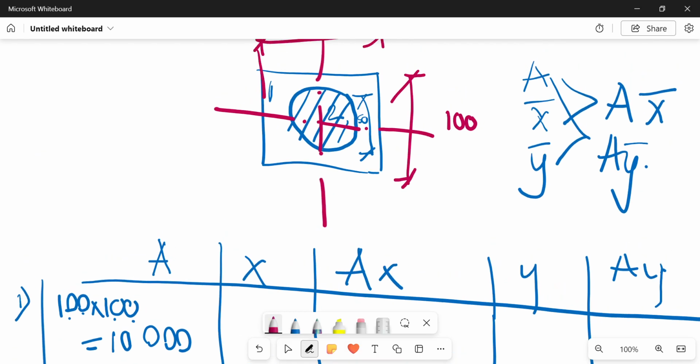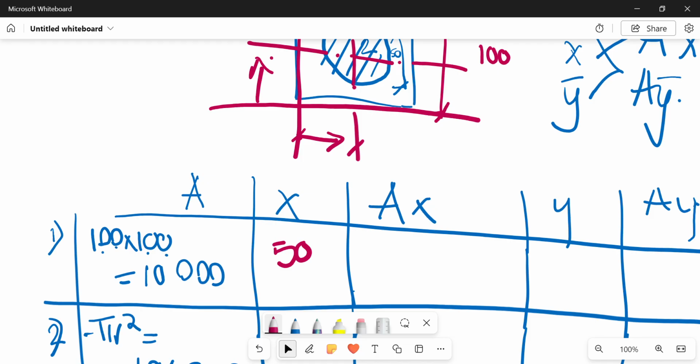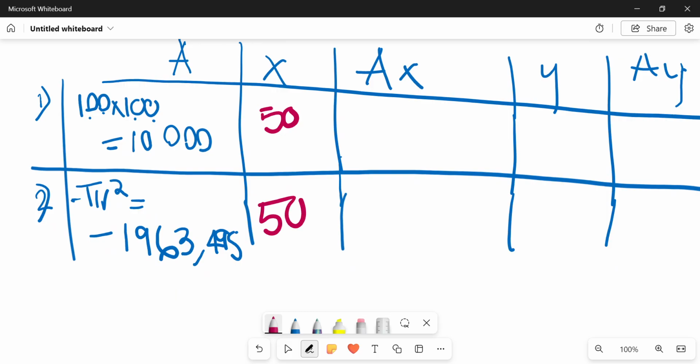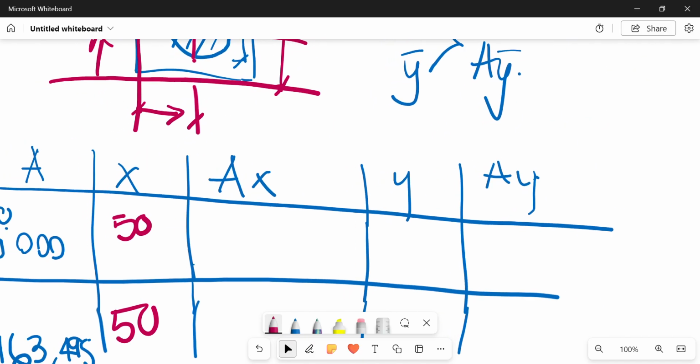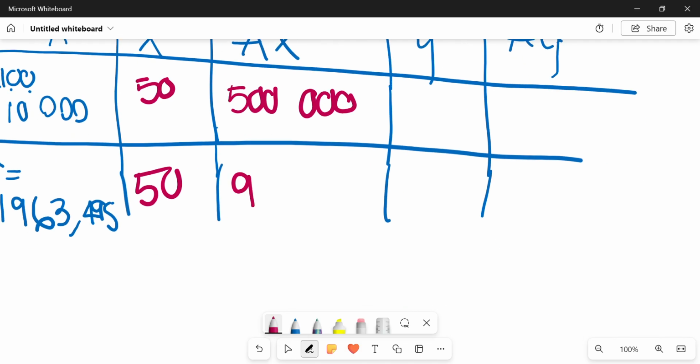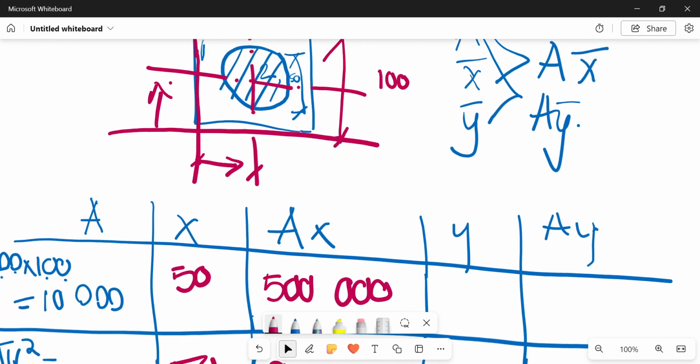Then now we need to look at our bar x, the bar x of the square and of the circle. Remember, you just need to appoint a reference point. I normally use the far left and the very bottom. So from this point to the middle of your square is 50. From this point to the middle of your circle as well, 50. Then next you are essentially plug and playing. 10 grand times 50 gives you 500,000. 1963.495 times 50, I really dislike numbers like this, but anyway, 98,174.75.